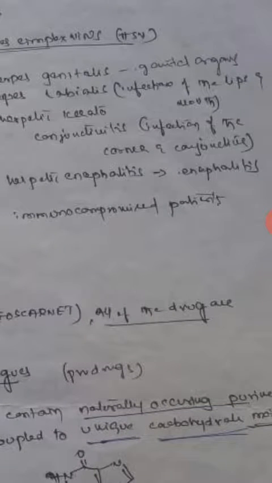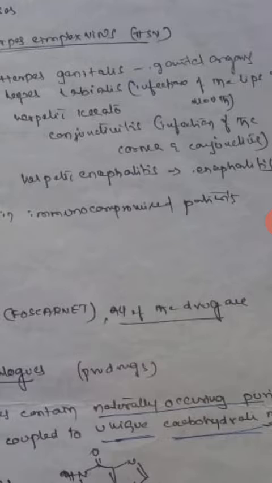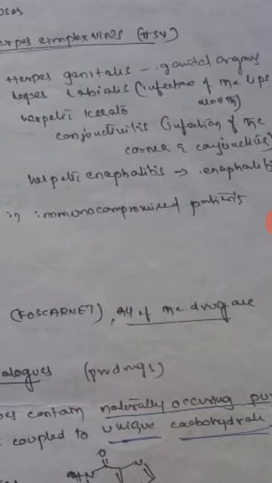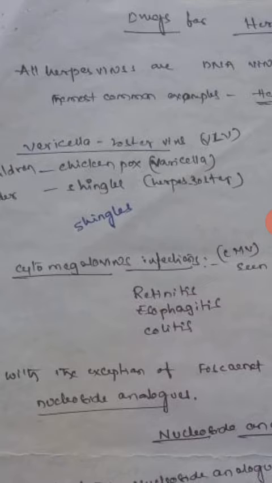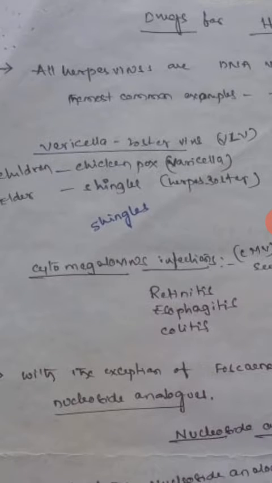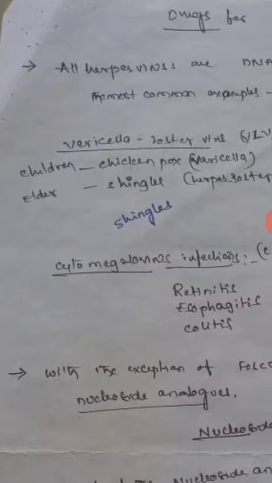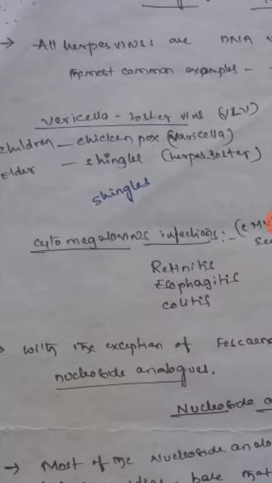If it causes infection to the brain, that is called herpetic encephalitis. Next, herpes infection is caused by one more virus, Varicella zoster virus. It causes chickenpox in children. It causes shingles in elders.